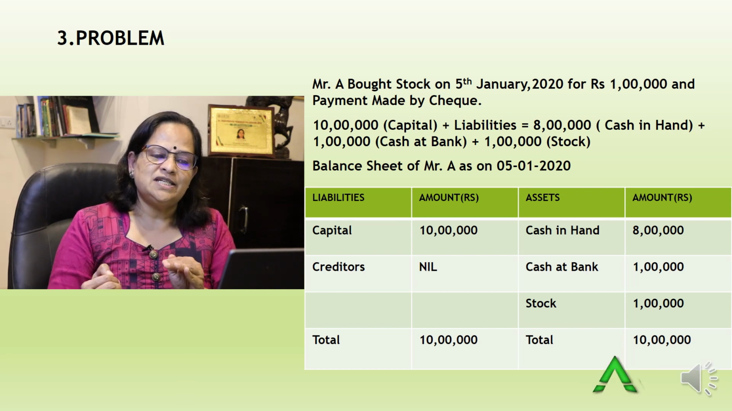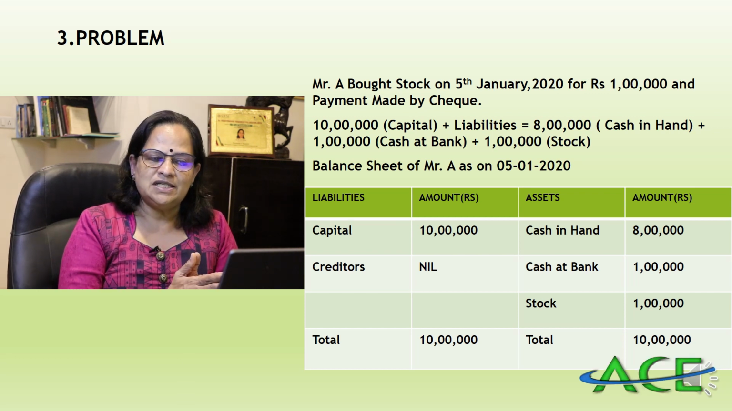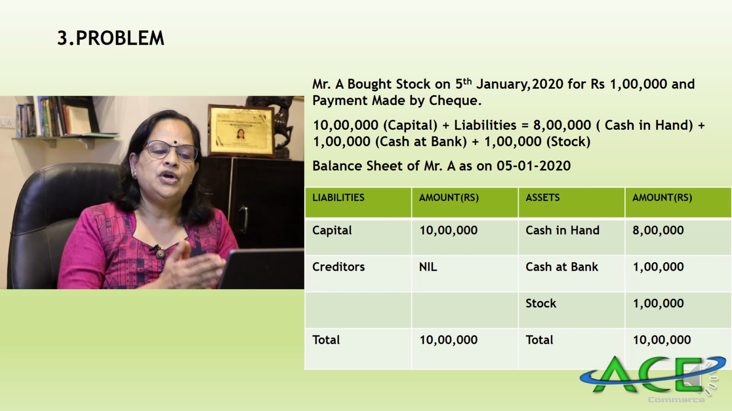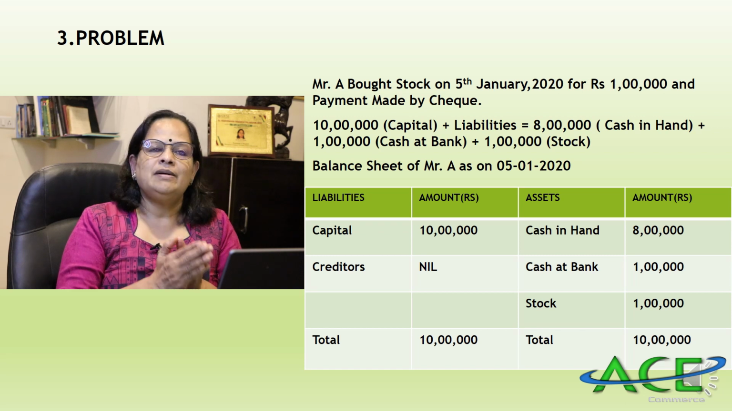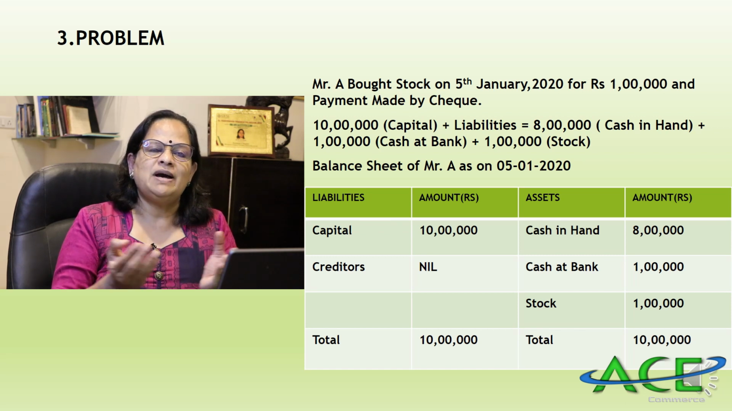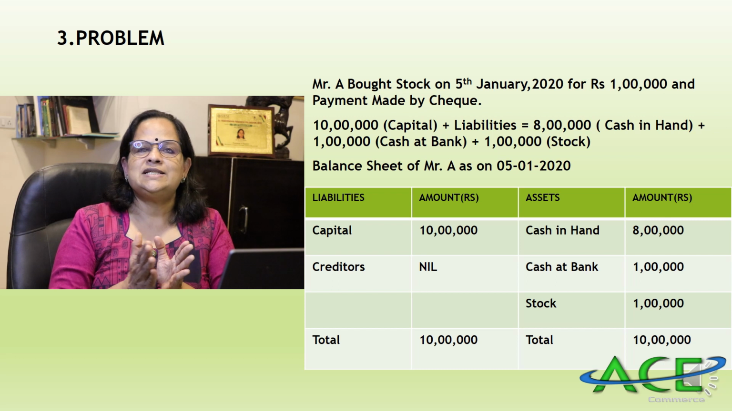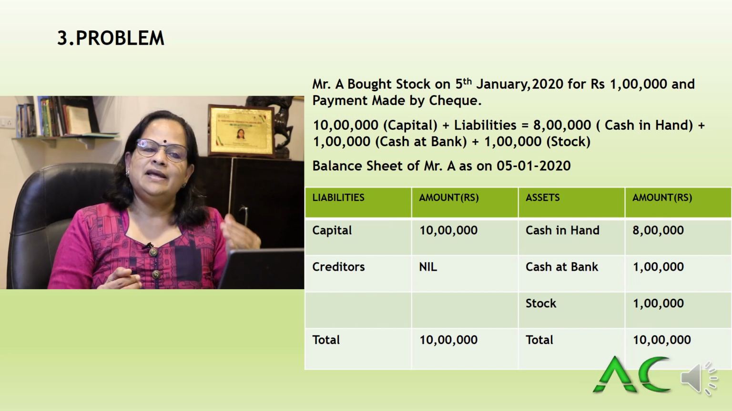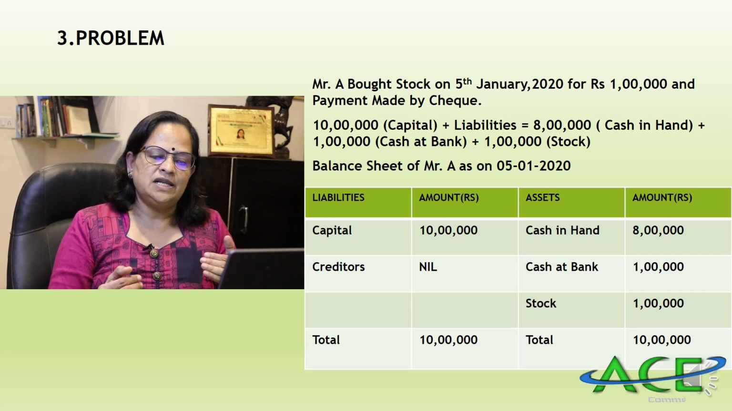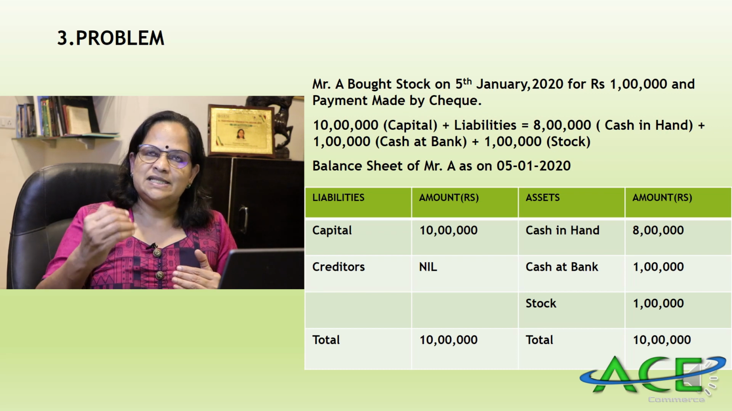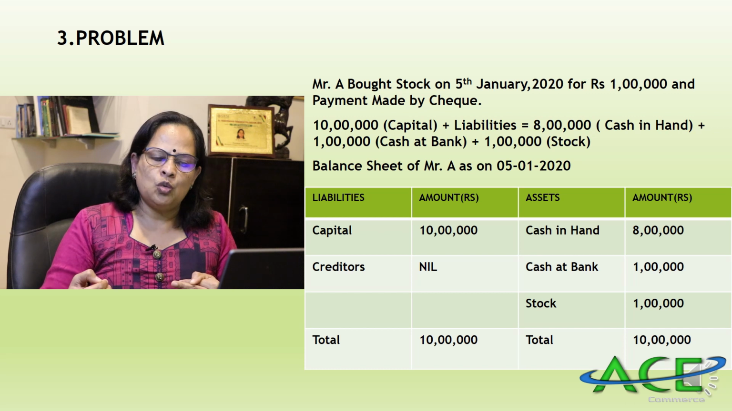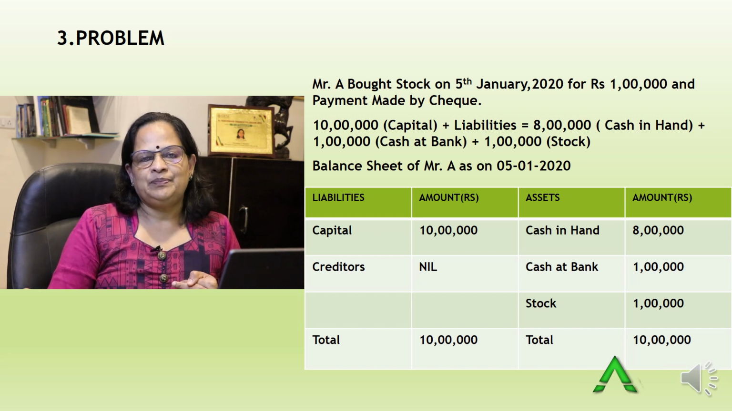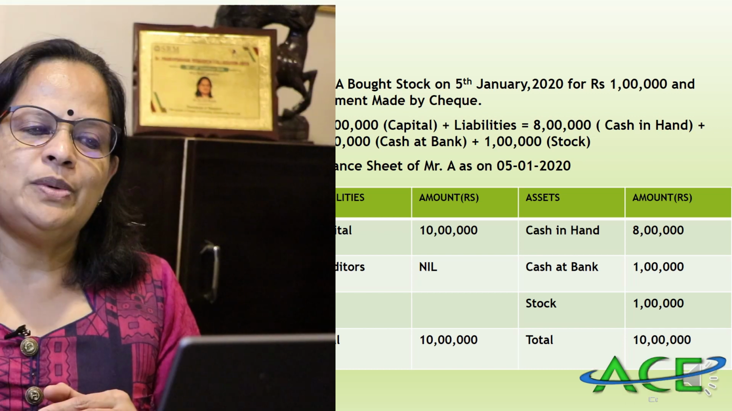So this is the change in the equation: 10 lakh capital plus liabilities is equal to 8 lakhs cash in hand plus 1 lakh cash at bank plus 1 lakh stock. Then also the balance sheet will tally. It will be 10 lakhs and 10 lakhs. On the liability side, capital 10 lakhs, creditors nil, and total will be 10 lakhs. On the asset side, cash in hand 8 lakhs, cash at bank 1 lakh, stock 1 lakh, and total will be 10 lakhs.